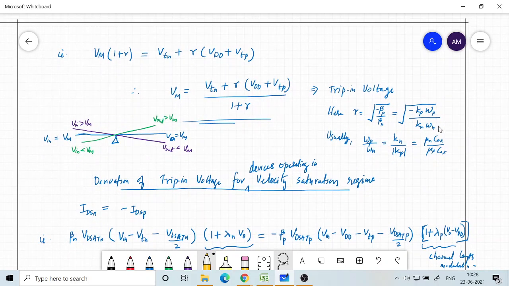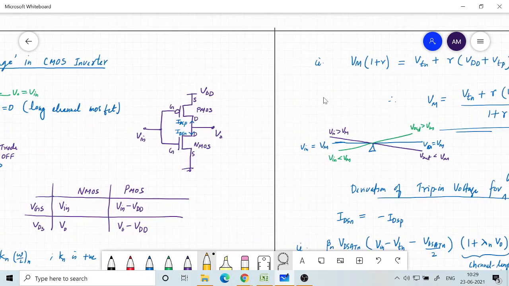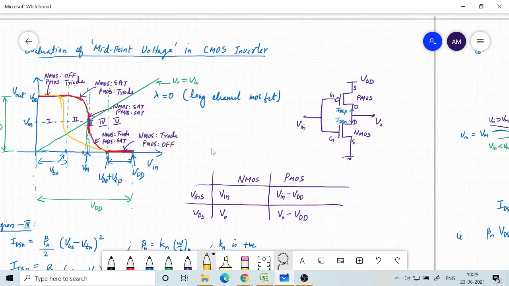Okay, so if WP is increasing with respect to Wn, such that R is going to become larger than 1, what is going to be the effect on the voltage transfer characteristics? So that also you have to study. So I will stop here.